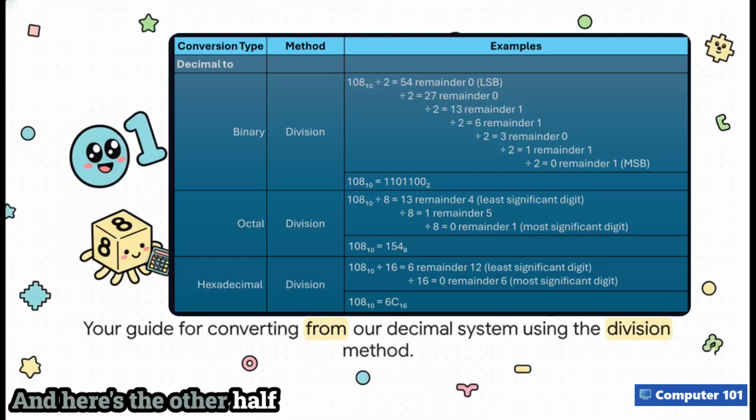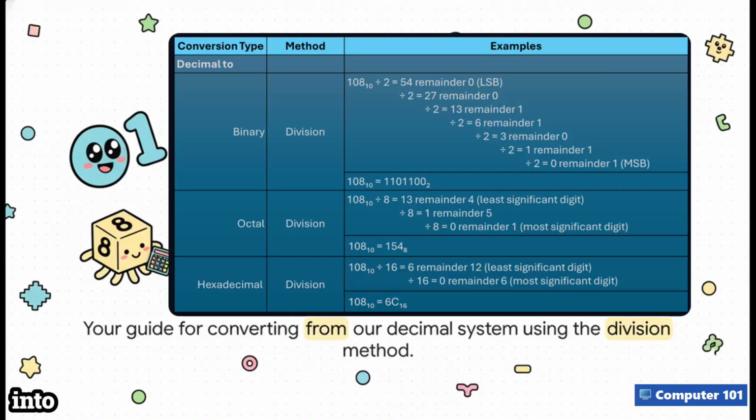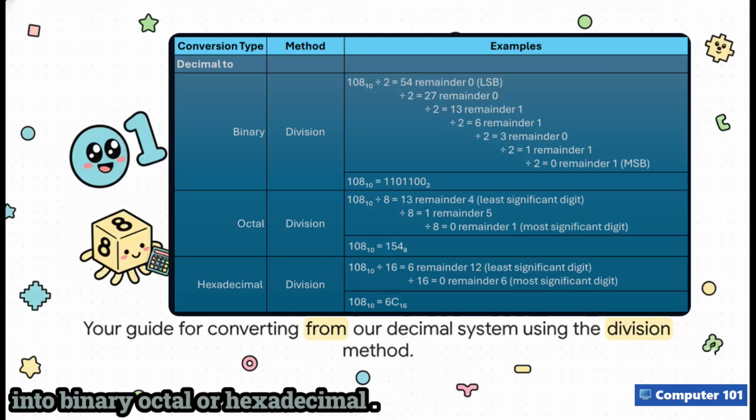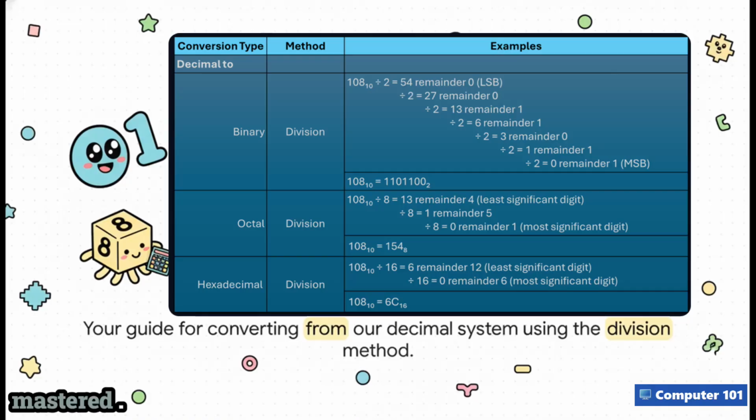And here's the other half of the puzzle. This table shows you how to convert from our decimal system into binary, octal, or hexadecimal. And what's the core method? That same repeated division process we just mastered. So between these two tables, you've got the complete guide.